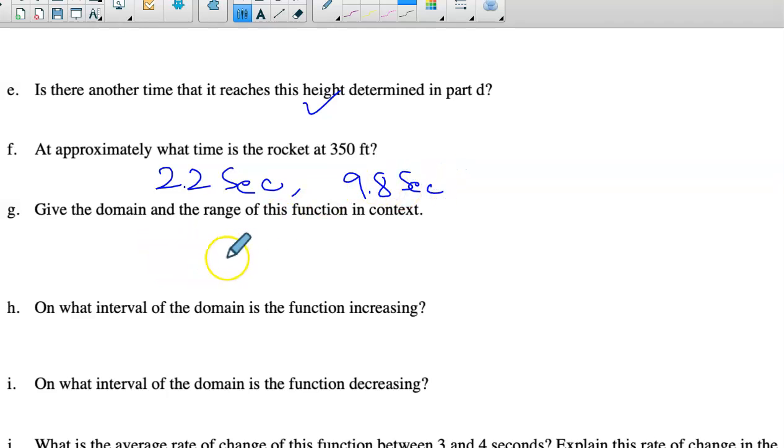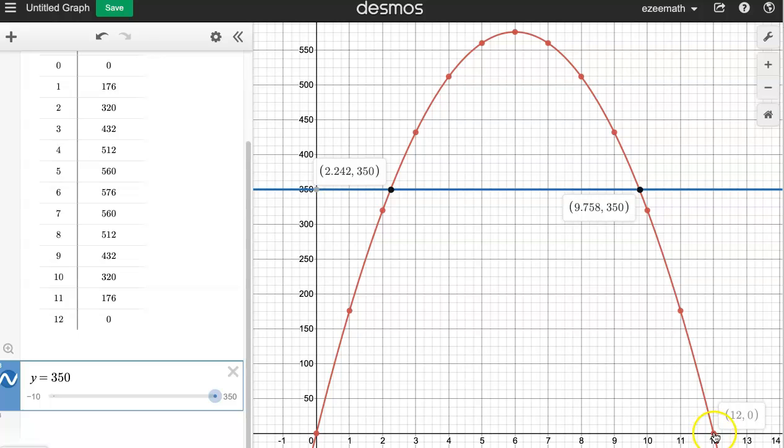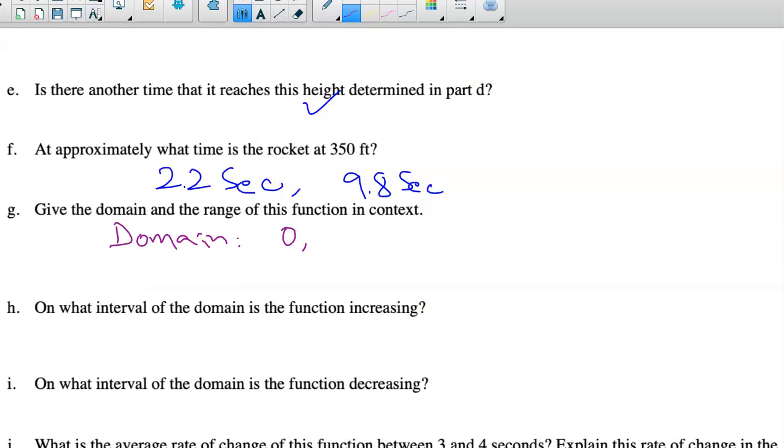Then you have to give the domain and range of this rocket function in this context. You see, it is a rocket and it is the time and the height. So the time and the height cannot be negative numbers. We need only the positive values. So therefore, my domain: the time started from 0 seconds and again it came back to the ground. The rocket reached the ground in 12 seconds. So the whole story ended in these 12 seconds. That's why we write our domain as [0, 12]. And what is the range?